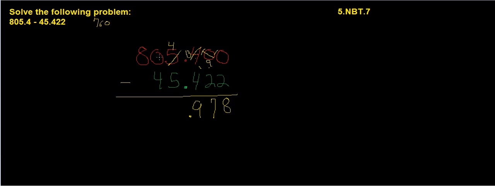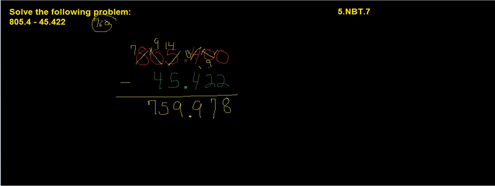Got to borrow. There's nothing in the tens to borrow, so we're going to have to borrow 100. So now that leaves us with 7. Gives us 10 here. So now we can borrow from that 10. Gives us 9, which gives us 14 in the ones column. 14 minus 5 is 9. 9 minus 4 is 5, and 7 minus 0 is 7. So 805 and 4/10 minus 45 and 422 thousandths is 759 and 978 thousandths, which is pretty close to our original estimation of 760.